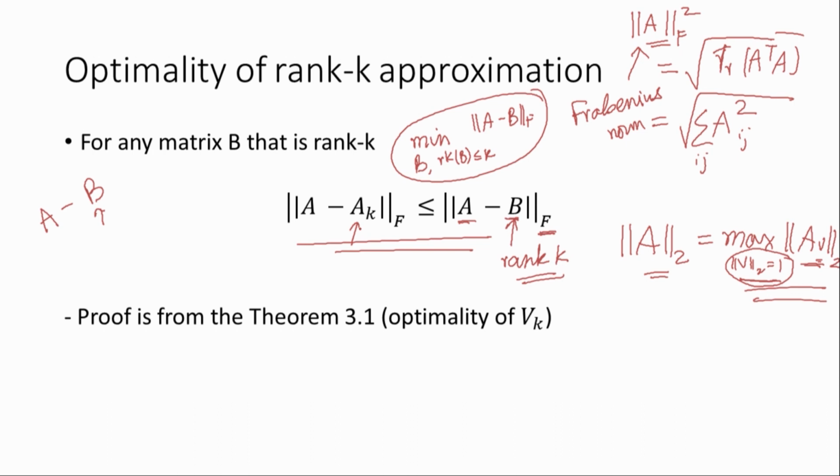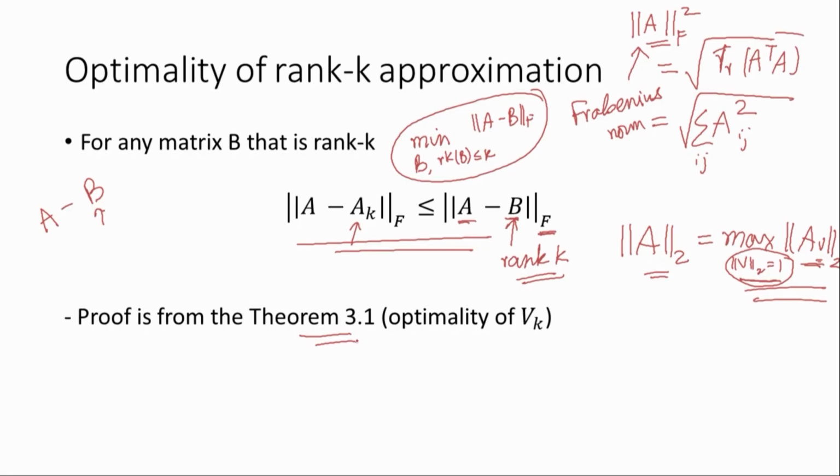You can think of AK as nothing but the projection of the rows of A onto the subspace spanned by the top k right singular vectors, or you can think of it as approximating A by a sum of rank 1 matrices, where I take the first k rank 1 matrices according to the singular values. The proof of this actually comes from the theorem that we saw and kind of ignored the proof of.